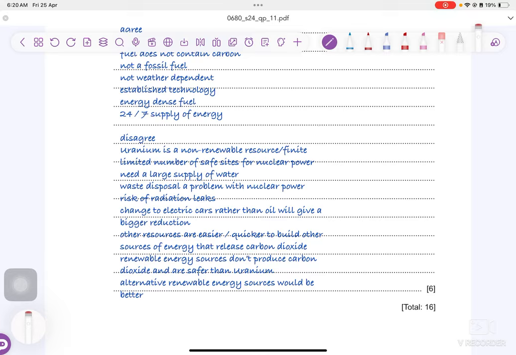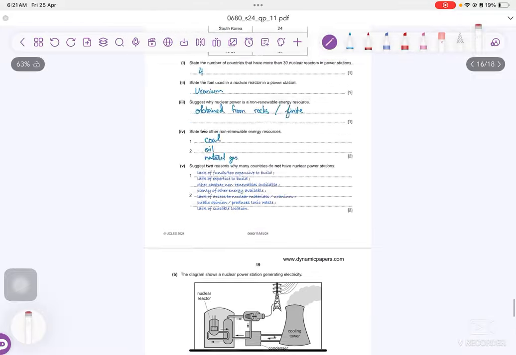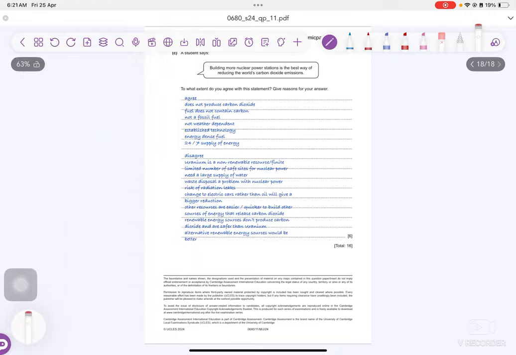Changing to electric cars rather than oil will give a bigger reduction. Other sources are easier and quicker to build. They can depend on renewable energy sources because they also do not produce carbon dioxide and they're safer than uranium. And other alternative renewable energy sources could be better used, okay? We're done with this paper, but I would like to revise some other things with you.